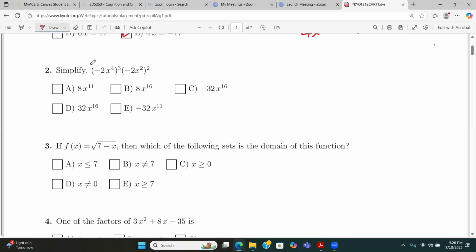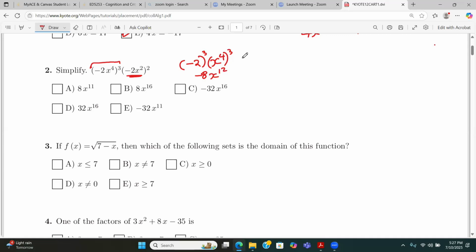So firstly, let me focus on this here. It's going to be negative 2 raised to the third, then x^4 raised to the third. If we look at that, basically what I'm going to have is negative 8, because negative 2 raised to the third is negative 8. And then we'll have x to the 3 times 4, which is 12.